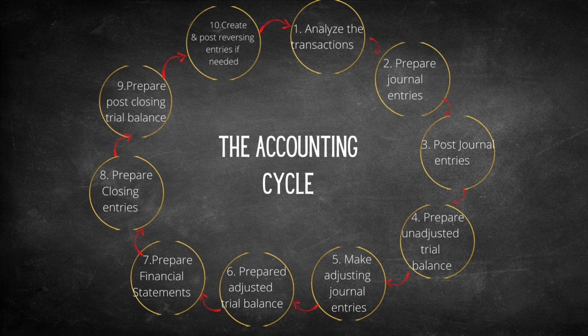Number 5 is make adjusting journal entries. Number 6, prepare adjusted trial balance. Number 7, prepare financial statements. Number 8, prepare closing entries. Number 9, prepare post-closing trial balance. And number 10 is to create and post reversing entries if needed.